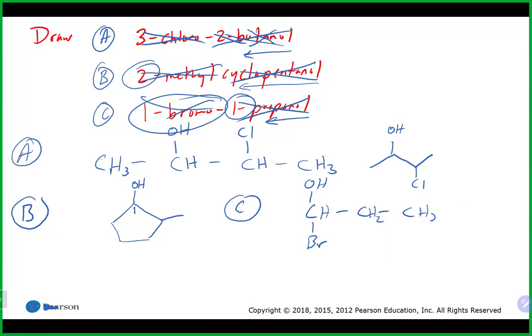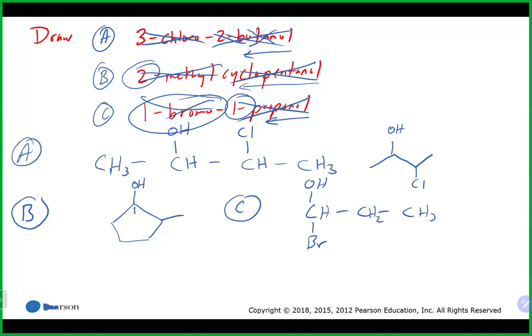Any questions on how to draw these? So you want to go about drawing them the same way as you draw everything else. Start with just the basic carbons. In this case, figure out where you're going to put your OH group based on the name. And then based on that, everybody else gets put in the proper number location.